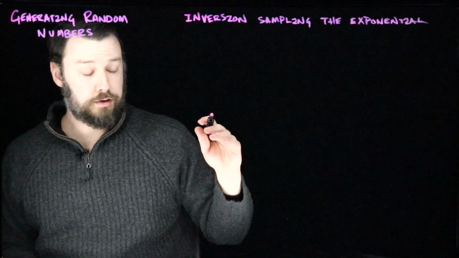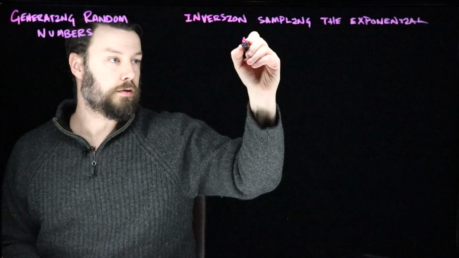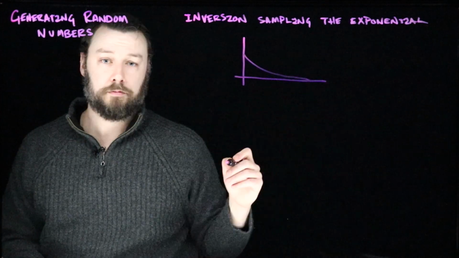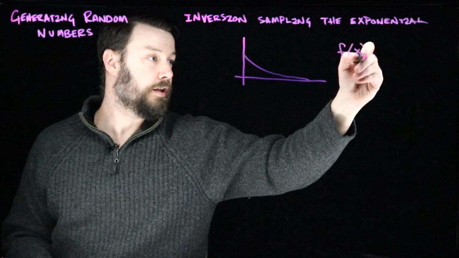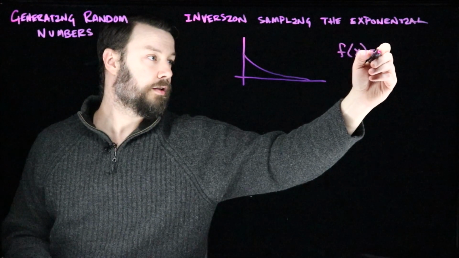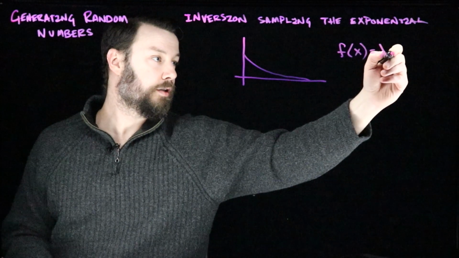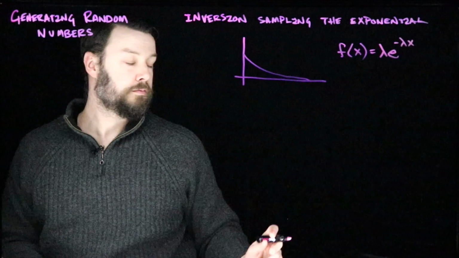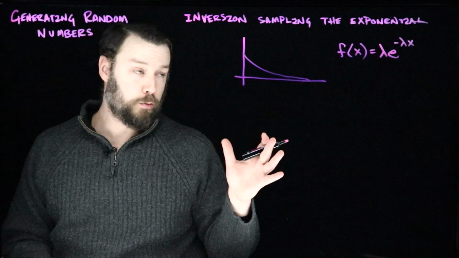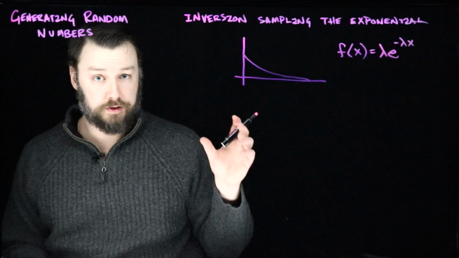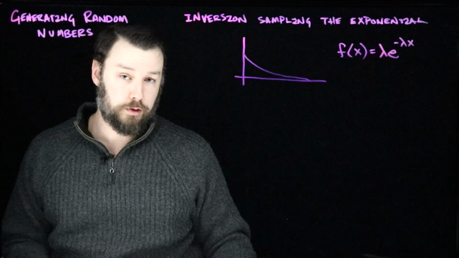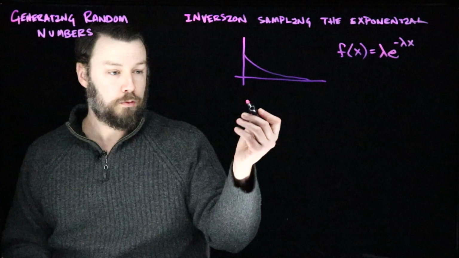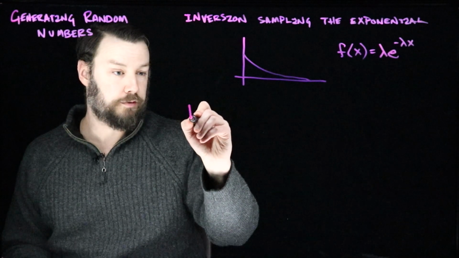So just to remind you, the exponential distribution tends to look like this. The form of its density function is lambda e to the negative lambda x. Now if we want to come up with a way to take our pseudo-random variates in 0, 1, and we want to turn those into samples from the exponential distribution, how do we do that? Well, first, we compute the CDF.